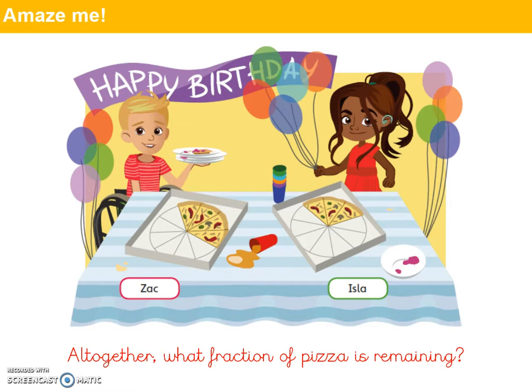Then once we've found that out, what fraction is left in the first pizza box and what fraction is left in the second pizza box? And then finally, you're going to be able to use this word altogether to help you to work out what to do. So for question 1a, be thinking, how many equal parts is each pizza broken into? How many of those parts are remaining from each pizza? And what does altogether mean? To help us answer this question of 1a, altogether, what fraction of pizza is remaining?